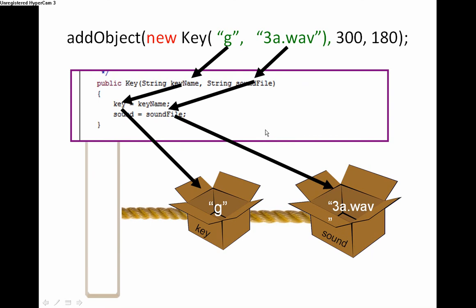So it's passing it from here to here to here, into a spot where our key can use it. Here's another way to look at the same thing. The add object method passes it into key name, and from key name it goes to key. What that really means is we have an instance variable that belongs to this particular key, and it's holding the letter G. The sound one is the same thing. Each key that we add is going to have its own set of instance variables.